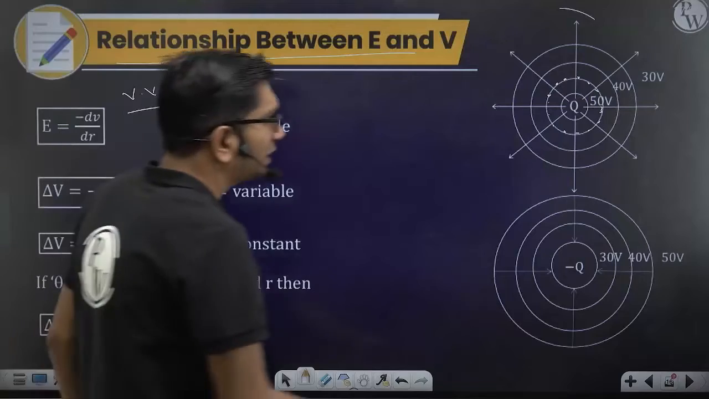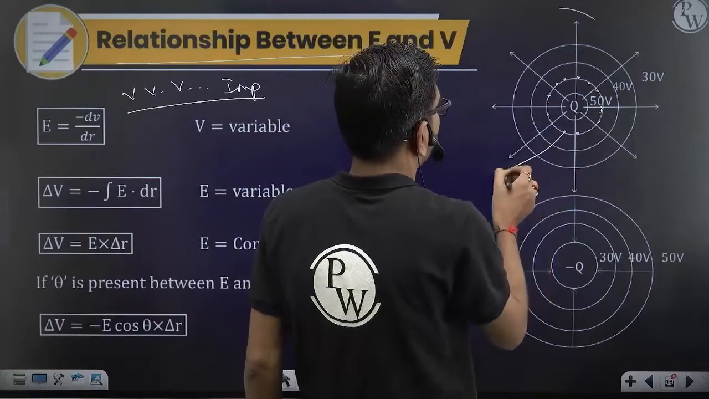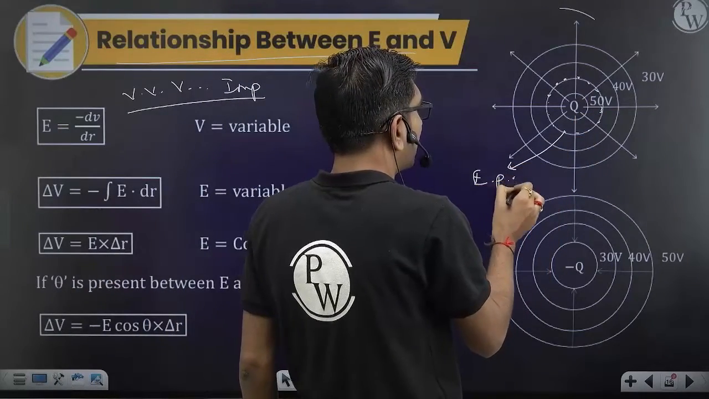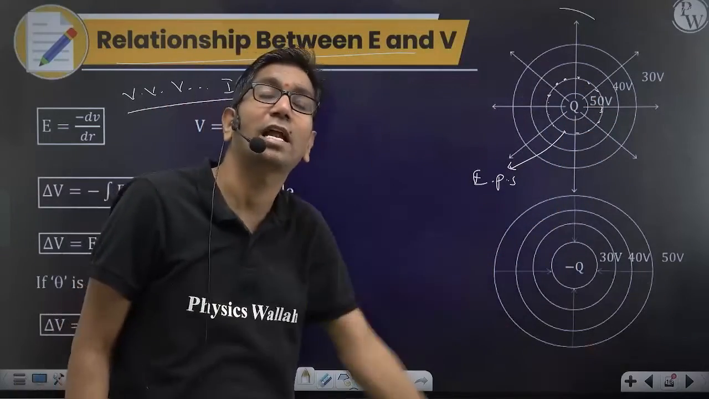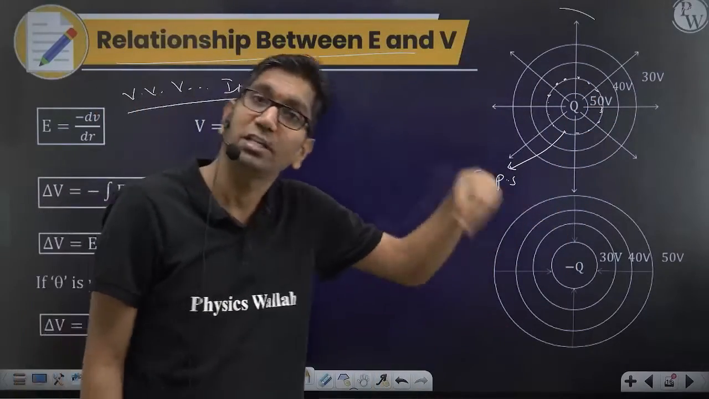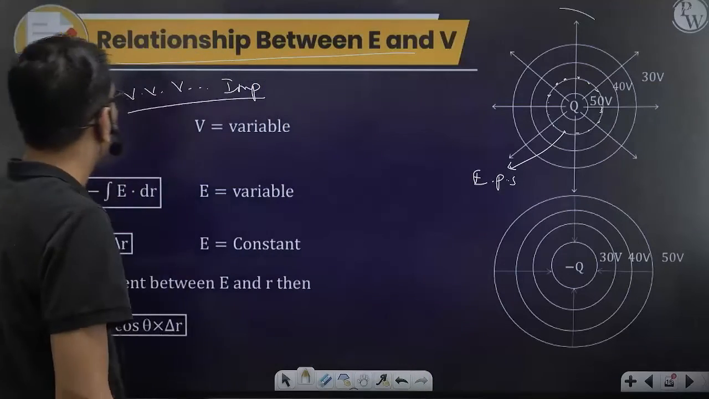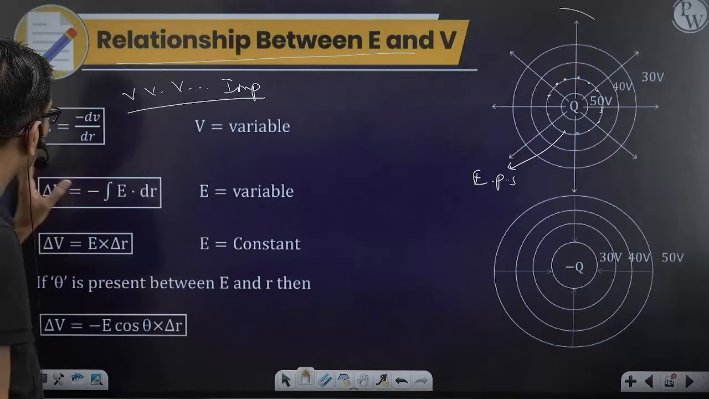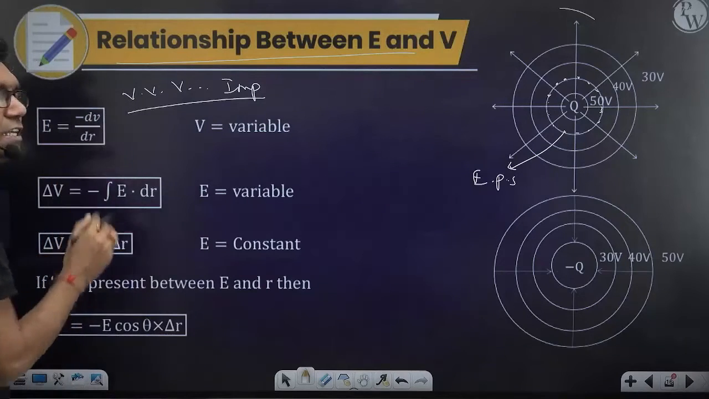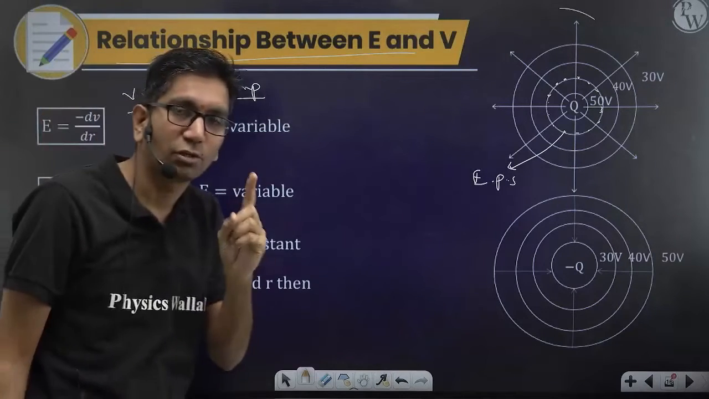So these surfaces are called what? Equipotential surfaces. The potential is equal on the surface. That's why they call them equipotential surfaces. These are important. Remember the formula: E is equal to minus dV by dr. So remember this one, beta.